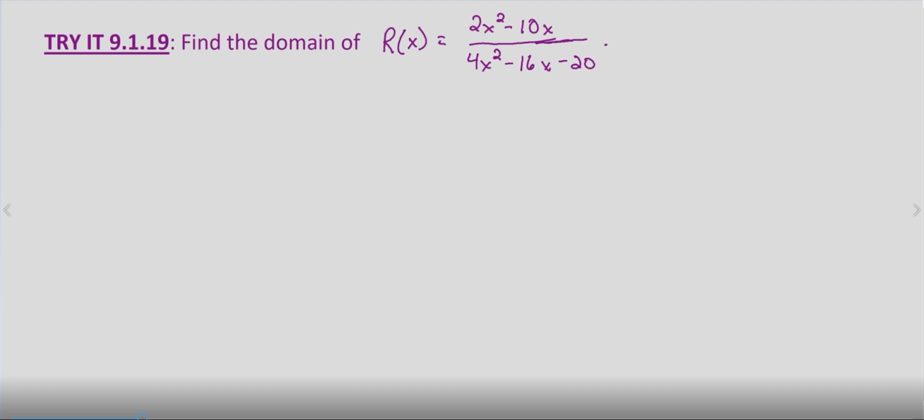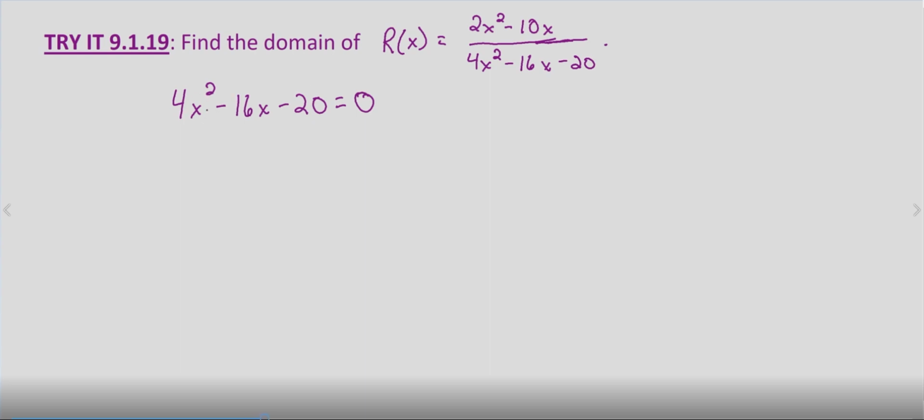So to find the domain of a function, it's actually simpler than what we have been doing because we just look at the denominator. We take the denominator and we set it equal to 0. So 4x squared minus 16x minus 20 equals 0. And now the process is the same as what it has been as far as factoring is concerned.